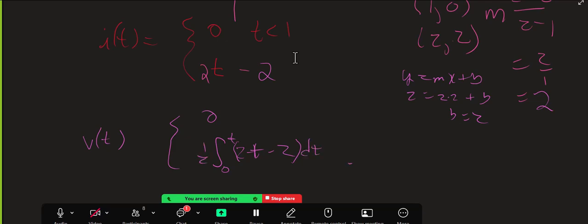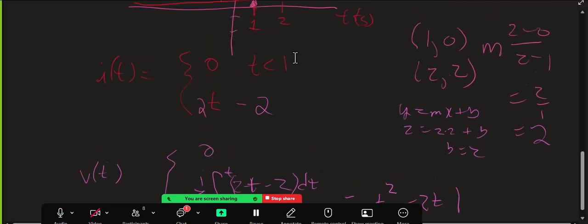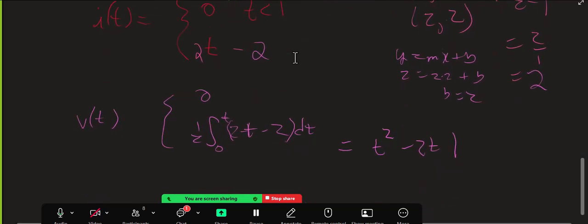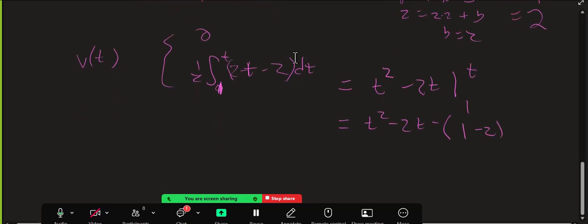(1 over c) would be t squared minus 2t, not from 0 to t, from 1 to t, and then I plug in t, I get t squared minus 2t minus, and then if I plug in 1, minus 2, t squared minus 2t plus 1.